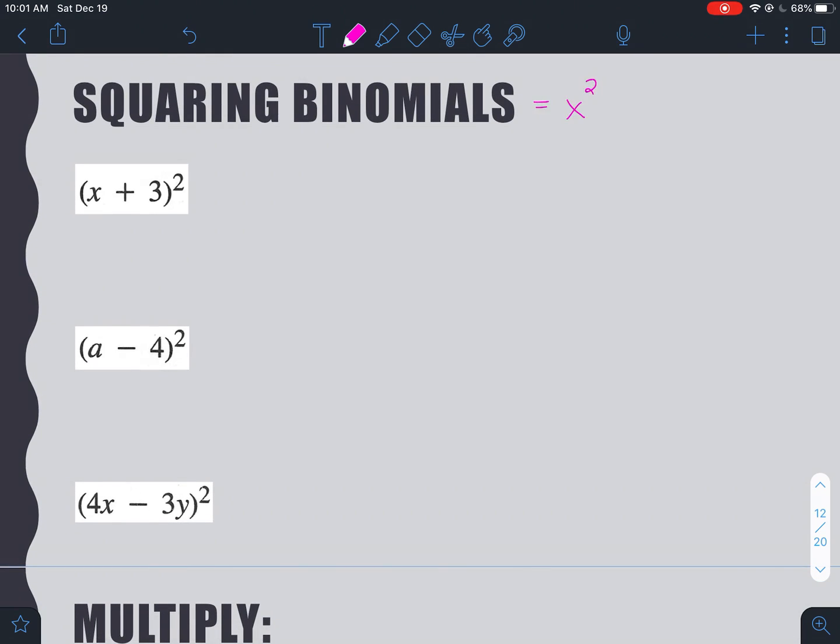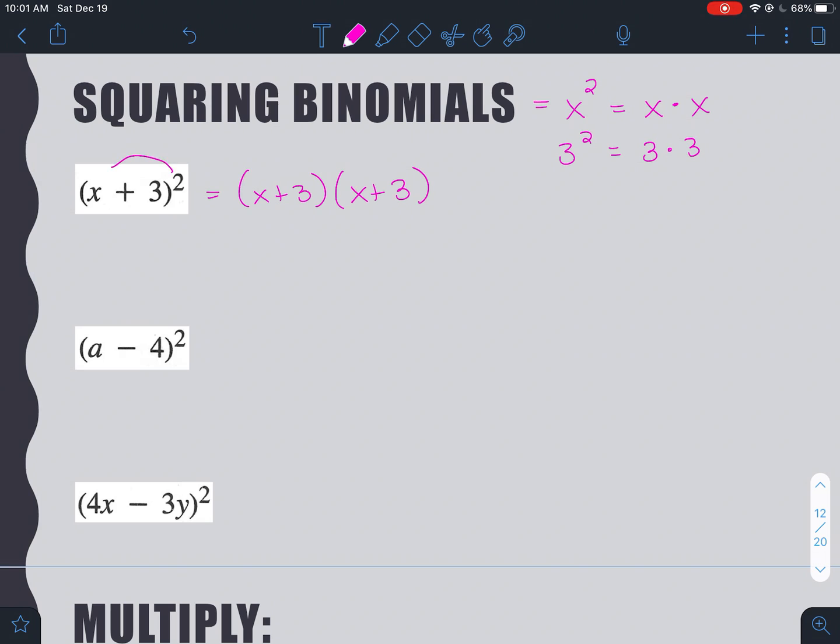All right, so squaring binomials. Remember when you square something, like if you have x squared, it means x times x, or 3 squared means 3 times 3. So when you square something, you're multiplying it by itself. So if you had x plus 3 squared, that means you're taking x plus 3 and multiplying it by itself, x plus 3.